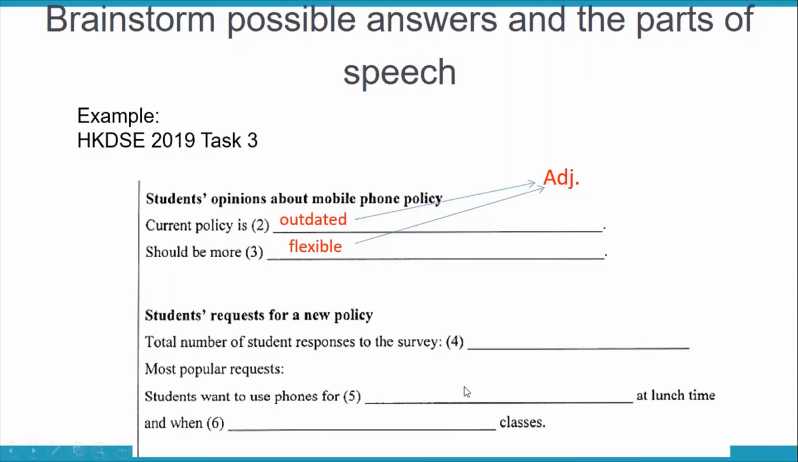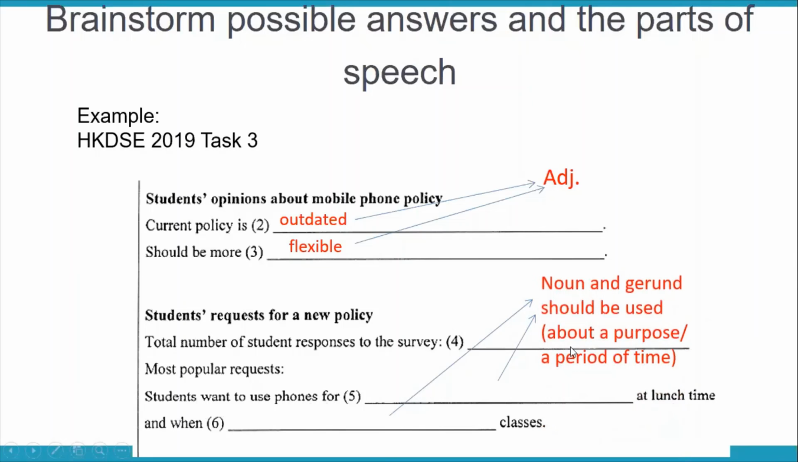Now, let's take a look at item 5 and 6. These two items are about students' request for a new policy. As you can see in item 5, for is used, and in item 6, when is used. So therefore, we can guess that a noun and gerund should be used to talk about a purpose because for is used here, or maybe a period of time. Judging from the word when, you will know that item number 6 is also something related to time.